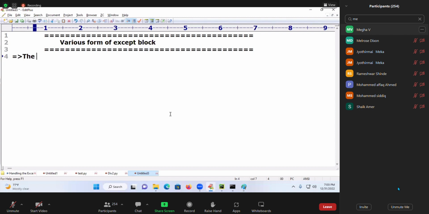So how we are using only one accept block so far, you also already understand. But when you go to MCQs level, written test level, these questions are coming. So now I am going to start with this.